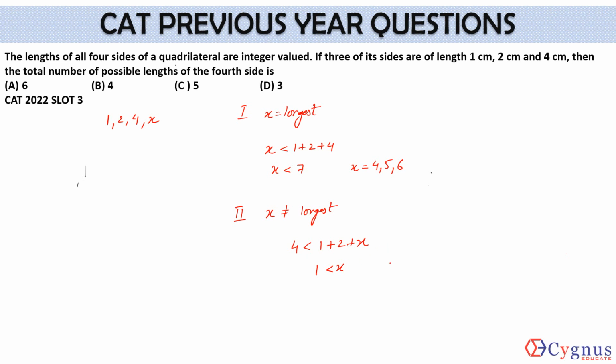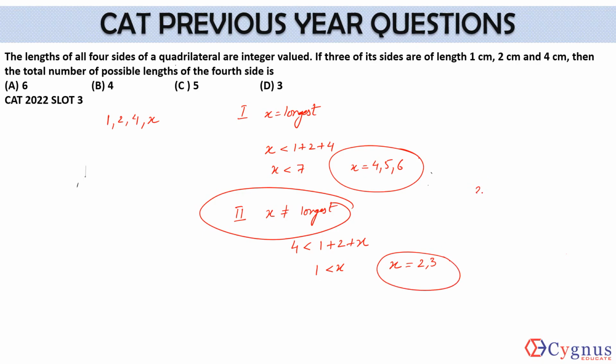Fine. So what are the possible values of x? It has to be greater than 1. So it can be equal to 2. It can be equal to 3. But it cannot be equal to 4 because what was the assumption? It's not the longest one. So how many possible values of x are there? There are 4, 5, 6, and 2, 3. So the total number of possible values would be 2, 3, 4, 5, and 6. So the answer has to be the third option. That is 5.